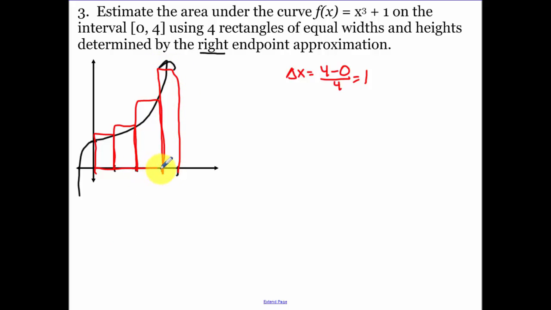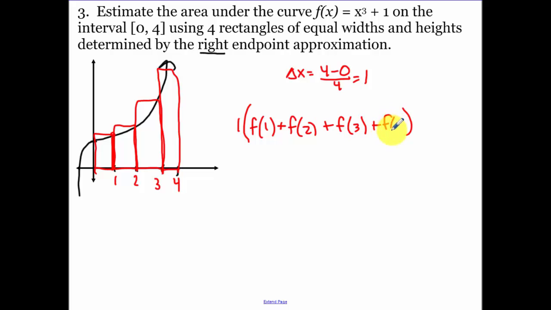So each one of these rectangles, we're going to find the area of. Well, the delta x is the same for each one, and it's 1, so I'm just going to pull that out in front, and let's add together all of our function values. This was the height of the first rectangle, so that's going to be f of 1, because this was 1, 2, 3, and 4. The next one was f of 2. Next one, f of 3. Next one was f of 4.